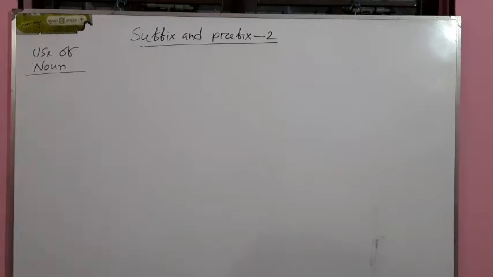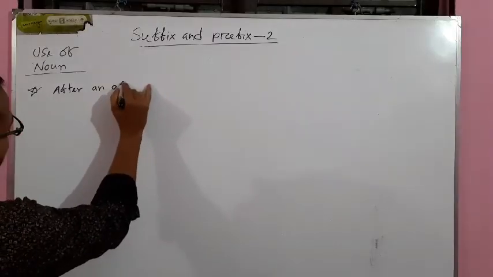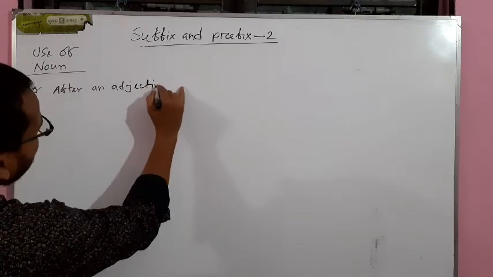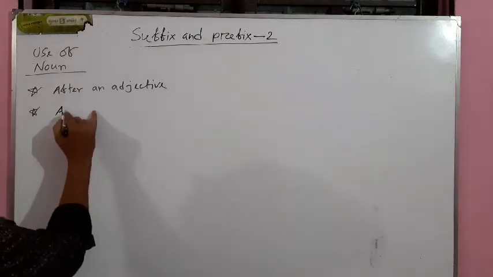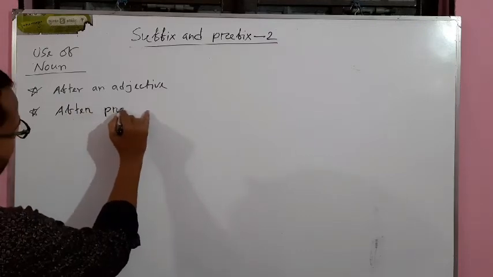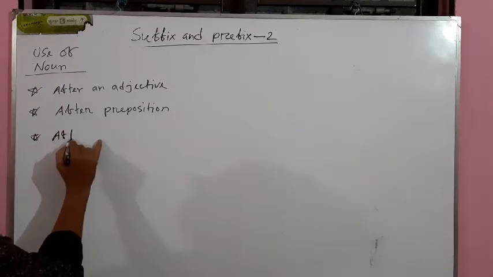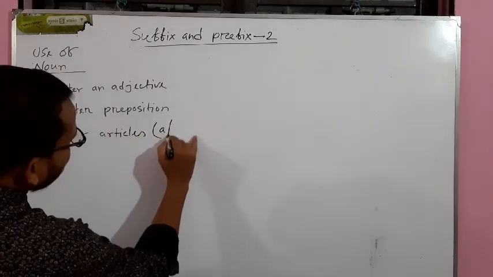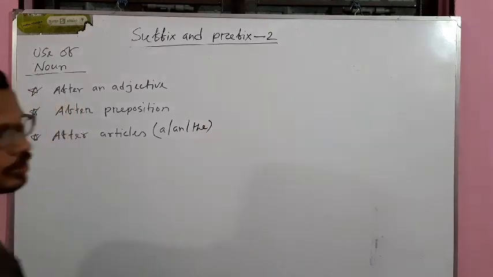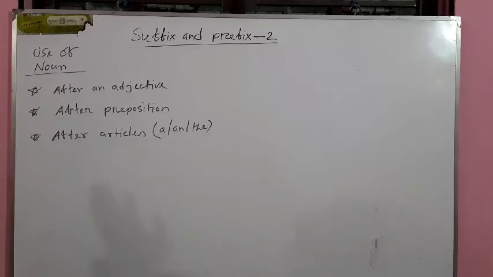You will use noun after an adjective. We will use noun after an adjective. Number 2, after preposition. Okay, and finally after article. Articles you all know, a, an, and the. These are also called determiners. After articles, we will have to use the noun form of a word.